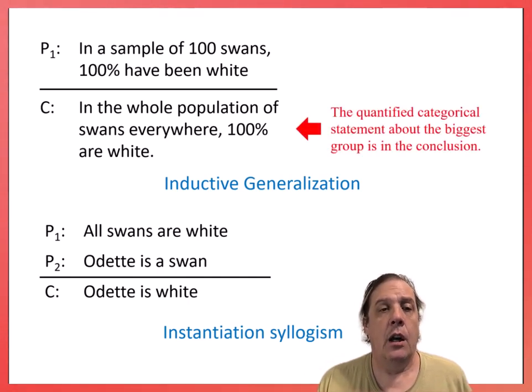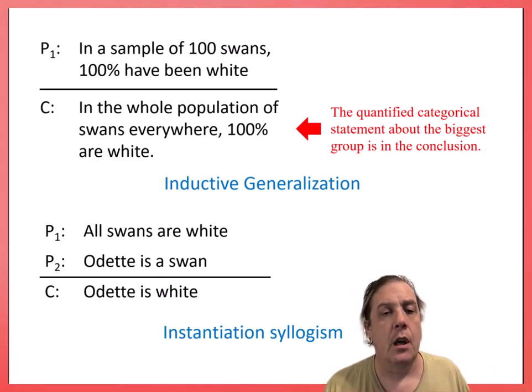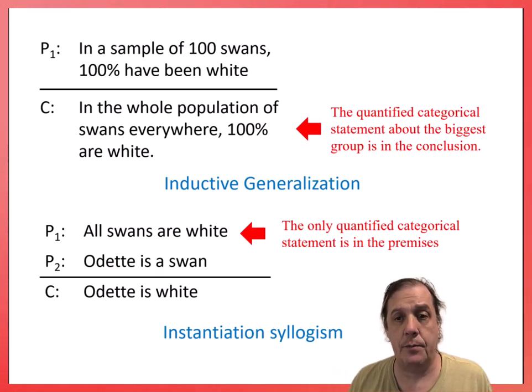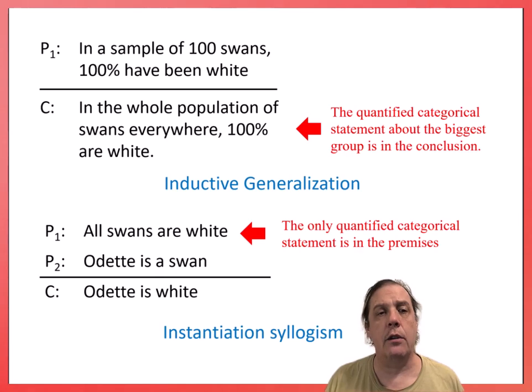So look at how these are different. In the inductive generalization, the quantified categorical statement about the biggest group is in the conclusion, right? So you've got a big quantified categorical statement as your conclusion. In instantiation syllogism, there's only one quantified categorical statement, and it's in the premises, right? So if you want to know which kind of argument you're looking at, look to see where the quantified categorical statement is. If you've got a quantified categorical statement in the premises but not the conclusion, then it is instantiation syllogism. If you've got them in both premise and conclusion, and the conclusion is about a larger group than the premises, then it's inductive generalization.